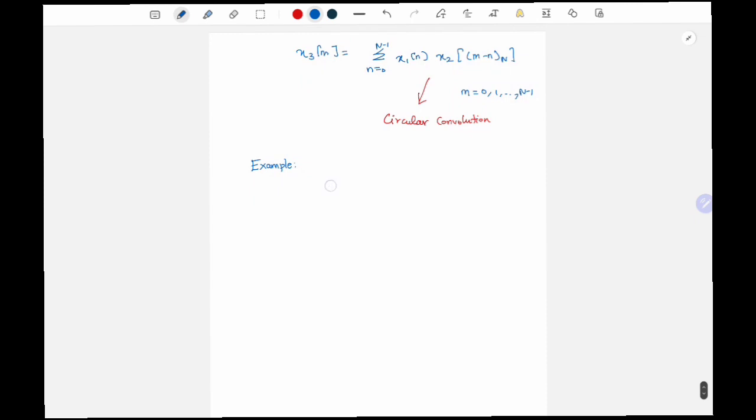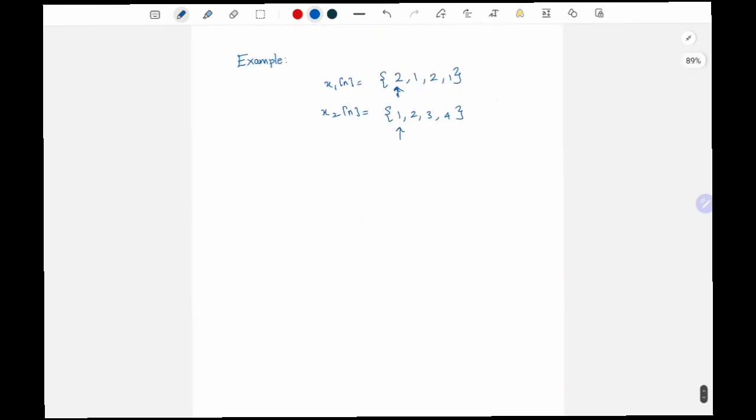So let's say my x1 of n is 2, 1, 2, 1, and my x2 of n is 1, 2, 3, 4. And if you write like this, we don't know which one is 0, right? So this can also be 0. So to indicate that, we use this arrow, to indicate that this is 0. If it is not at 0, then you have to rewrite it such that the notation starts from 0 to n minus 1. So this is a 4-point sequence, and we need to find the circular convolution of this.